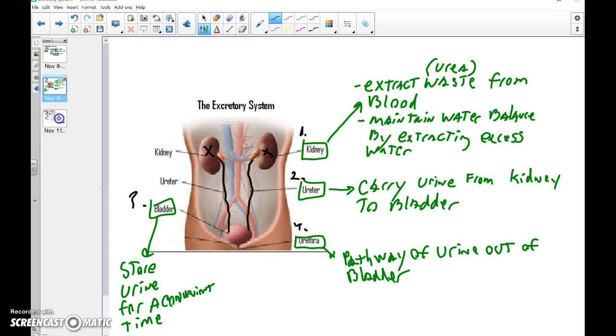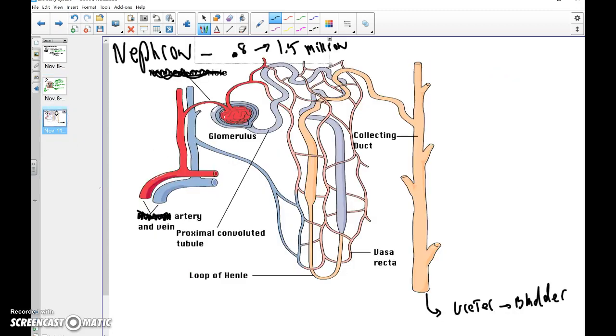Now, the last thing I want to talk about when it comes to the excretory system is what's known as the nephron. So this entire diagram here is a nephron. That sounds confusing because it looks like I have a diagram with a whole lot of things in it. But the nephron is what we refer to as the functional unit of the kidneys.